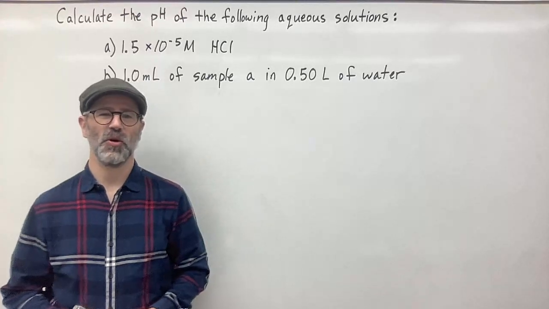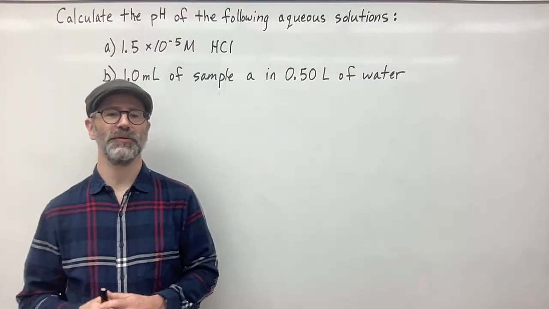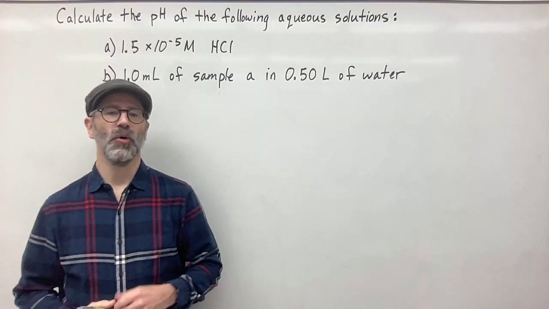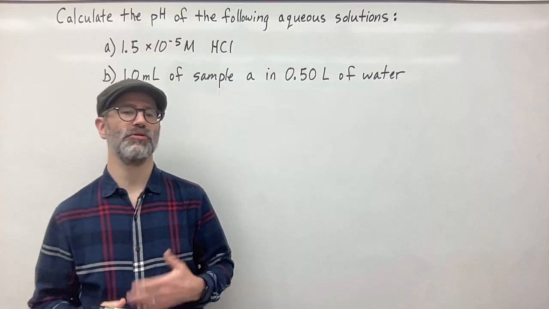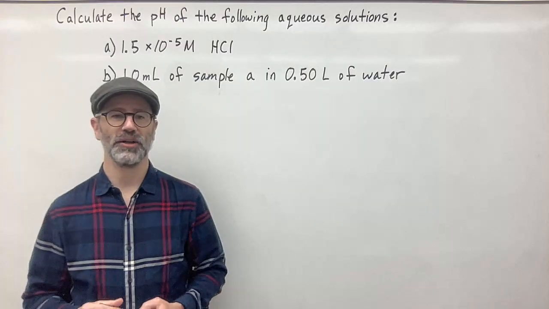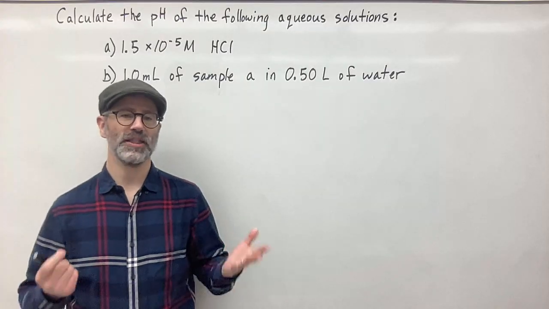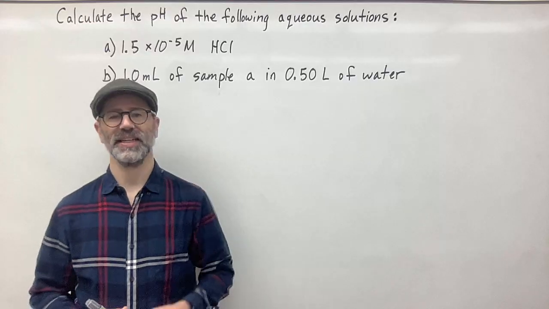My name is Mr. Cobalt, and in this video I'm going to go over how to calculate the pH of different solutions. One is a strong acid solution. One is where you dilute that solution a certain amount, and I'll show you how to do that. And we're going to need to watch out for the auto-ionization of water. So let's get into this.